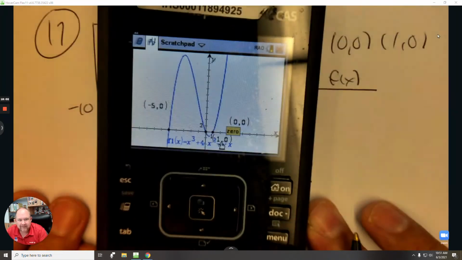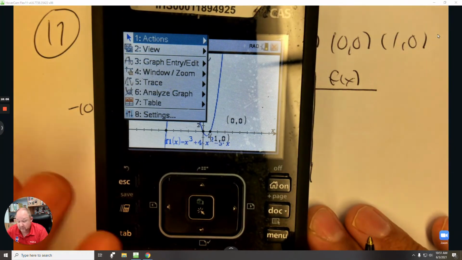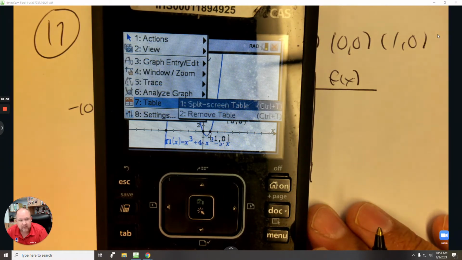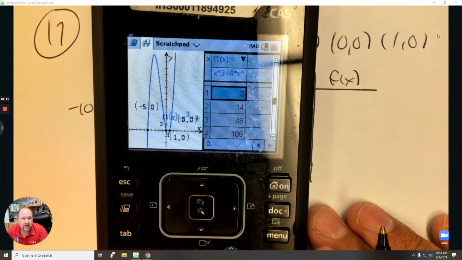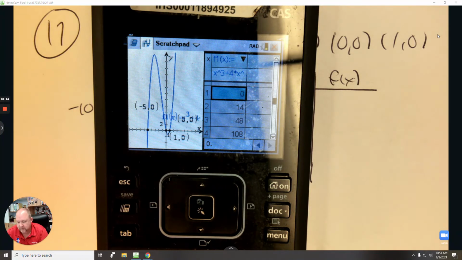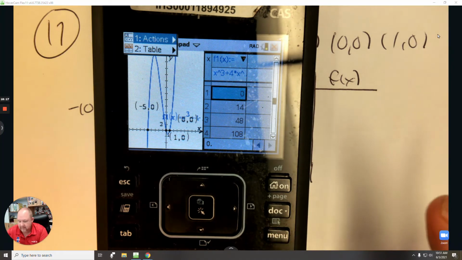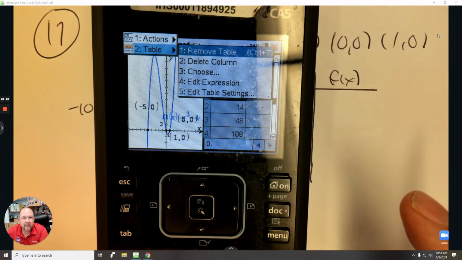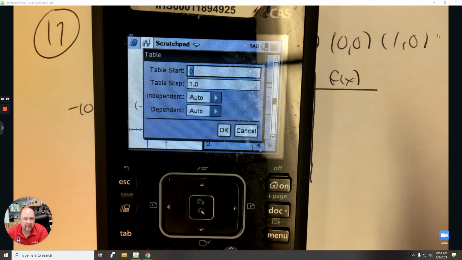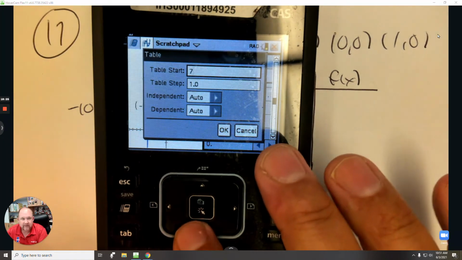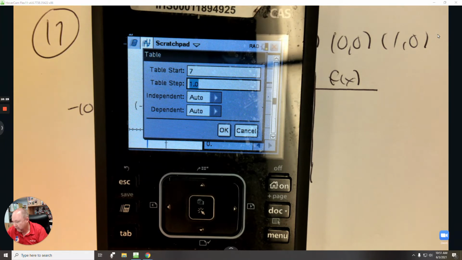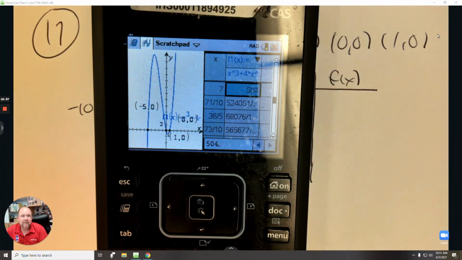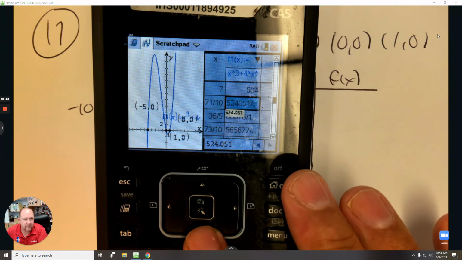To do a table here, press menu, table, and we'll do a split screen, number 1, so you can see the table. Now, if I want to edit this table, press menu again and press table and then edit table settings. We want the table to start at 7 and we want the step to be 0.1, so it keeps adding 0.1. Press enter, and then when you look at the table, you can get the answers.